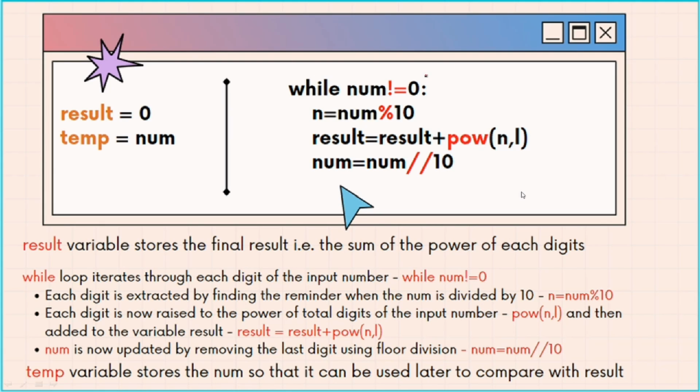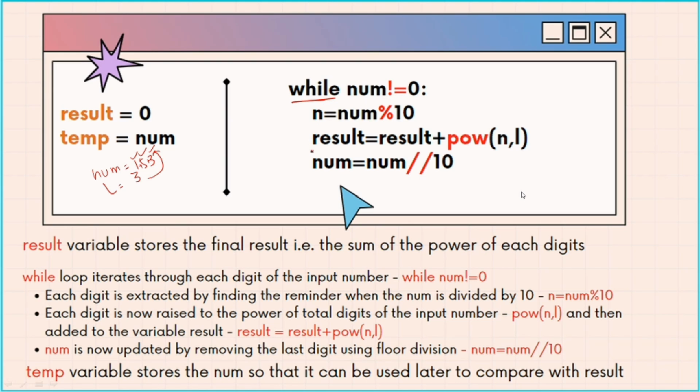So we have number equals 153 and L equals 3. So we have to iterate through each of these digits, raise each to the power of L, and then do the sum. To do this, we now understand that we need a loop. So here we use the while loop to iterate through each digit of the number. So one way we can do it is num not equal to 0.